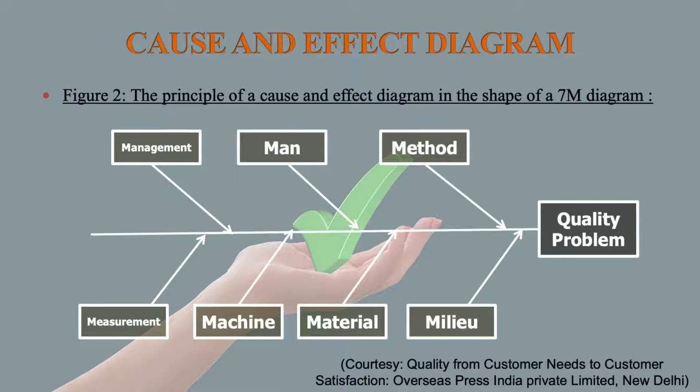cause and effect diagram. So the cause and effect diagram, figure 2, the principle of the cause and effect diagram in the shape of a 7M diagram. Here in the 7M's, what are those 7M's? When a quality problem comes, the method may be one cause, then man may be another cause, then management, measurement, machine, material, milieu. All these 7 M's are known as the 7M causes for any quality problem that we take up in the cause and effect diagram.